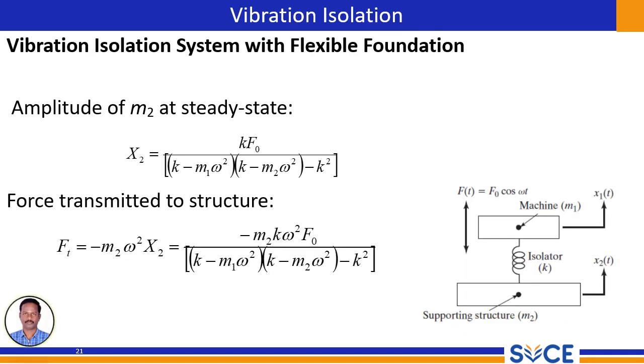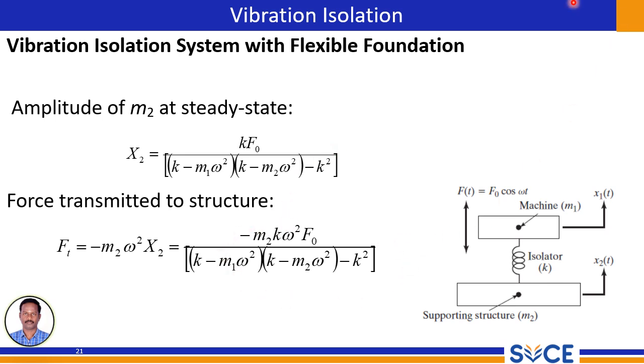Let's continue our analysis of the vibration isolation system with a flexible foundation. Here, we focus on determining the amplitude of the foundation vibration and the force transmitted to the supporting structure. The system has 2 degrees of freedom because the foundation is flexible. Therefore, we need to analyze the motion of both the machine and the foundation. The amplitude of mass m2 is given by this expression, and the force transmitted is given by this expression.